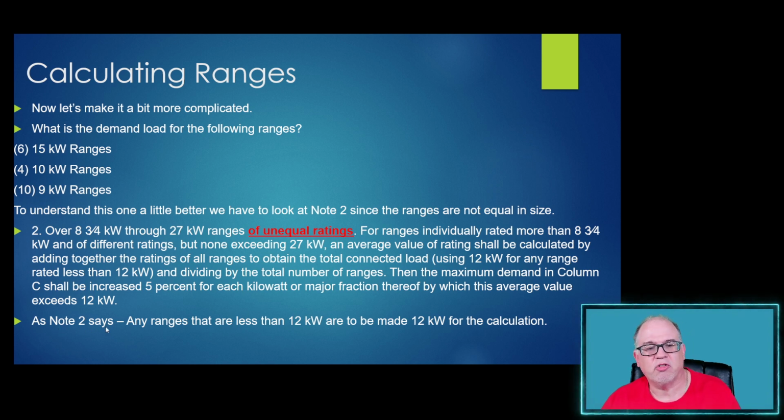Now, note 2 says, and this is important, use 12 kW for any range rated less than 12 kW. And again, then you divide it by the total number of ranges. Don't worry, we'll work this out. But this is where people get confused, because these are 10 and this is a 9. But when we're doing this calculation under note 2, you forget that that's a 10. You forget that that's a 9. You draw a line right through it. All of those 10 kW ranges are now 12 kW ranges. All of those 9 kW ranges are now 12 kW ranges.